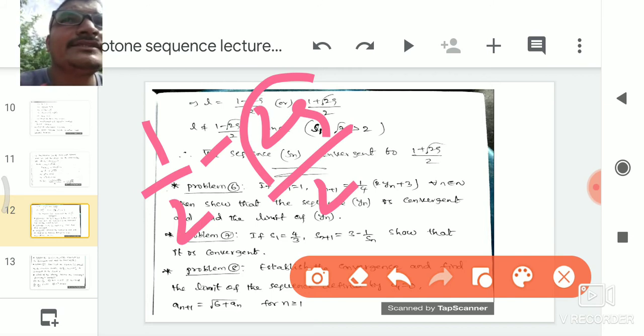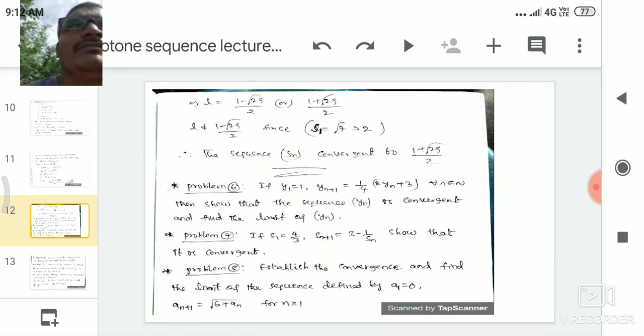One by two minus, one by two minus value is always less than one by two. So that is not correct. Why? Because here the given sequence starts with root 7, that is 2.7. The given sequence starts with the first term 2.7. Therefore L is not equal to 1 minus root 29 by 2.